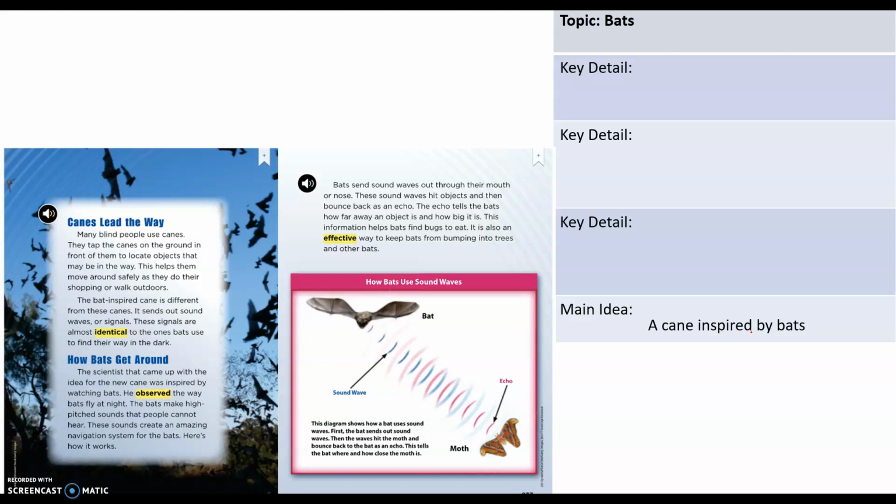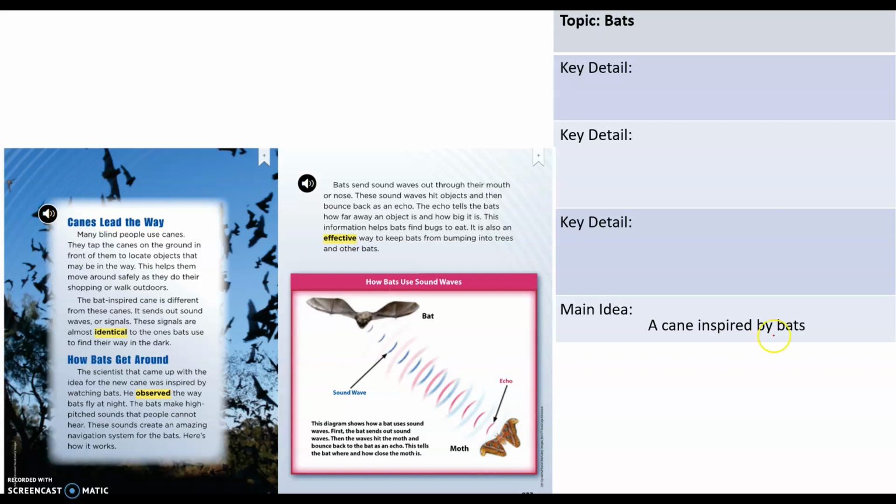Canes lead the way. Many blind people use canes. They tap the canes on the ground in front of them to locate objects that may be in the way. This helps them move around safely as they do their shopping or walking outdoors. The bat-inspired cane is different from these canes. It sends out sound waves or signals. These signals are almost identical to the ones bats use to find their way in the dark.